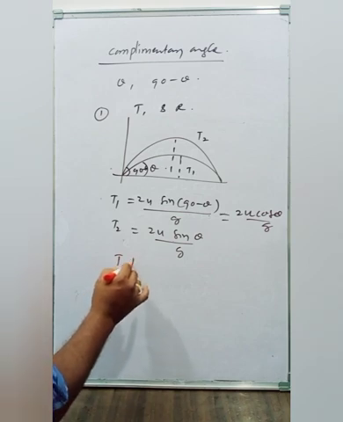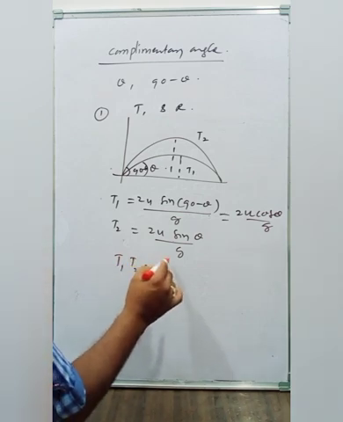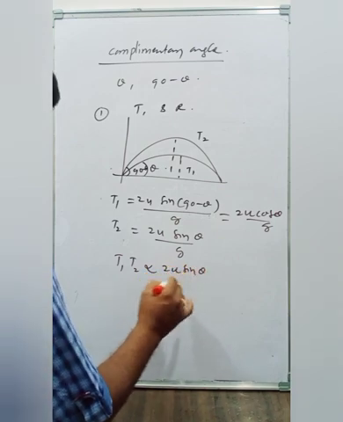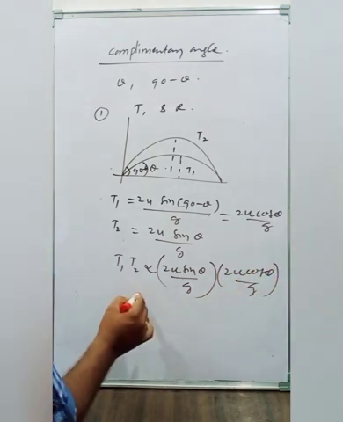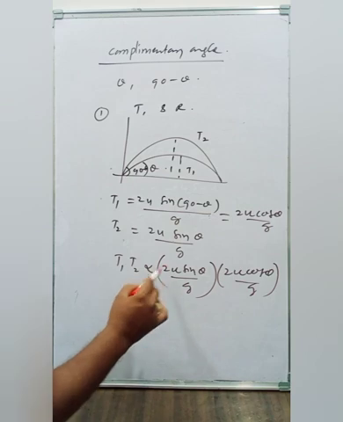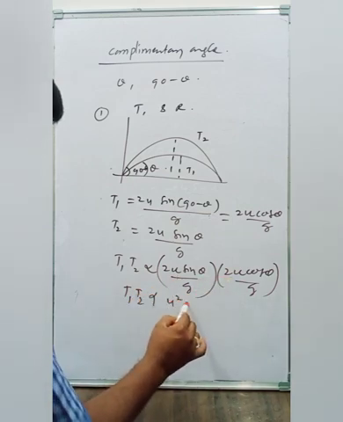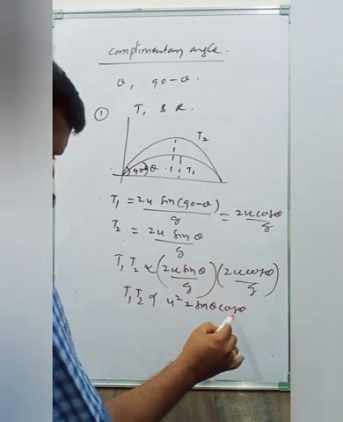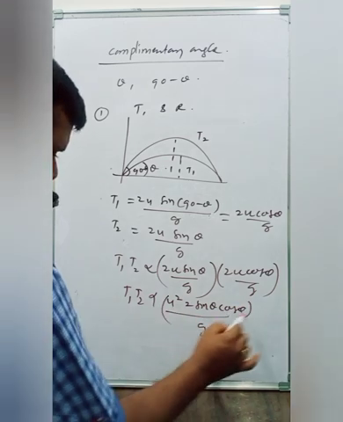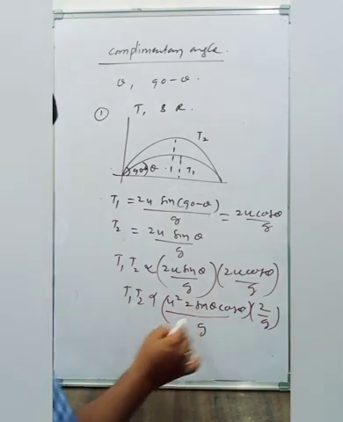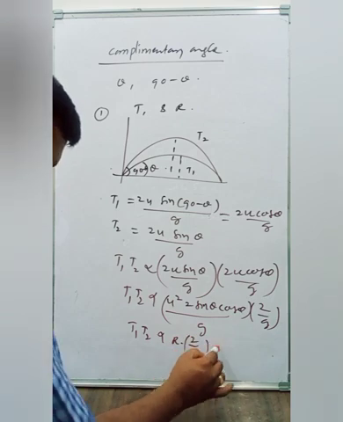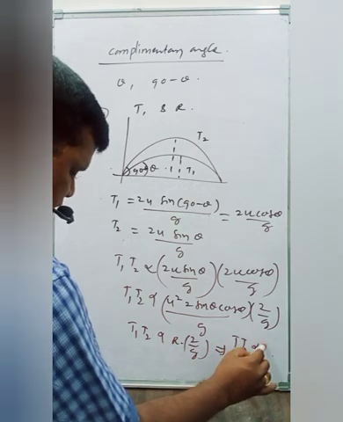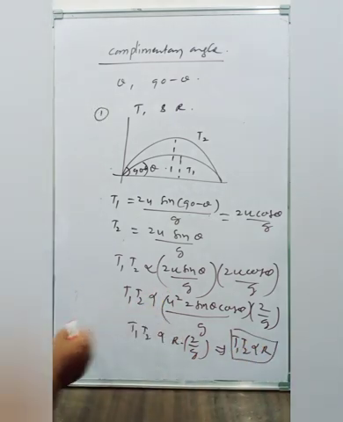Therefore the product T1 T2 is directly proportional to 2U sine theta by G into 2U cos theta by G. If you multiply, T1 T2 is directly proportional to 2U square into 2 sine theta cos theta by G, multiplied by 2 by G. This is the range. So T1 T2 is directly proportional to R into 2 by G. This is a constant. Therefore T1 T2 is directly proportional to R. This is one of the relations which was asked in the previous level.